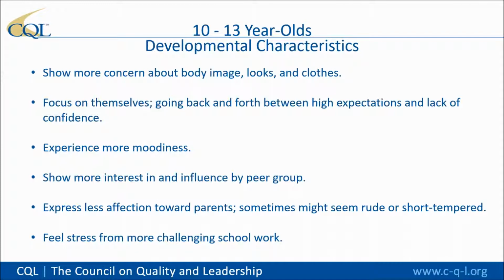As they get older, they're showing more interest in, and are influenced by, a peer group. This seems to be a continuum throughout adolescence as they move away from the familial home and away from their parents being the main influences in their house. They express less affection towards their parents, which, if you are a parent and like affection, can be a little hard to deal with sometimes. They can seem rude and short-tempered. They're also starting to realize that things in life are challenging. They can start to feel a lot of stress from challenging schoolwork, particularly as they start to think about the future and planning ahead in life.